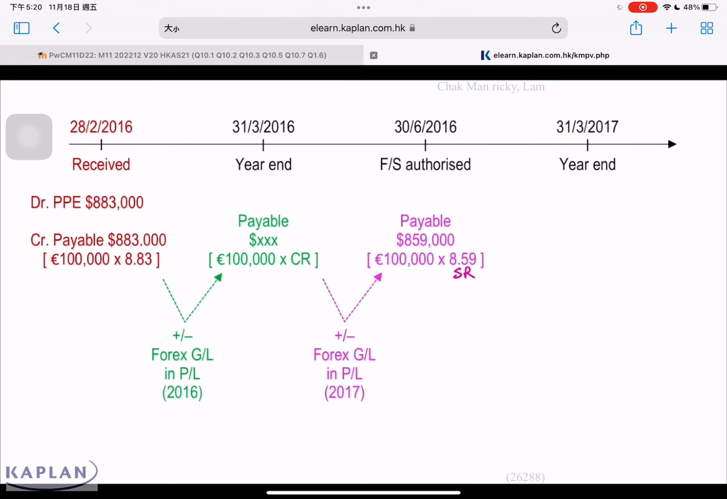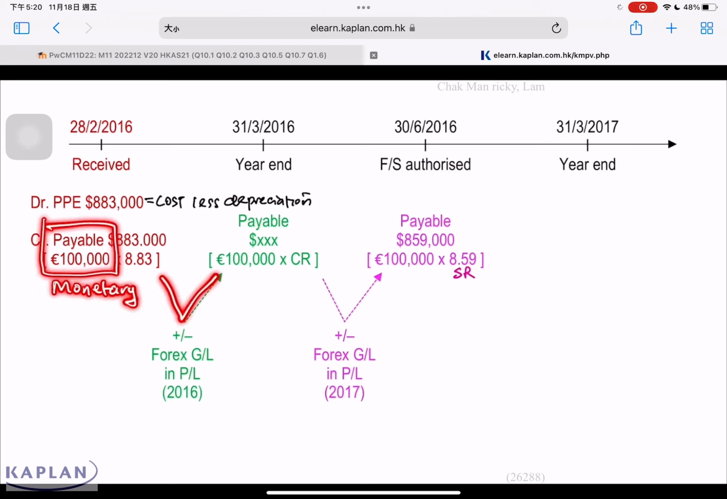This explains what we discussed earlier on. Initially, all will be recorded at the spot rate. For PPE, we take the cost less depreciation, and the cost is 883; we do not remeasure. Payable is a monetary item. At year end, you must remeasure using the closing rate. Any exchange differences are recognized in 2016. When it comes to settlement, you record it at the spot rate. Any differences will be recognized in P&L 2017.